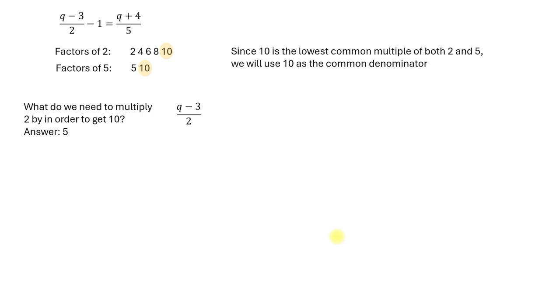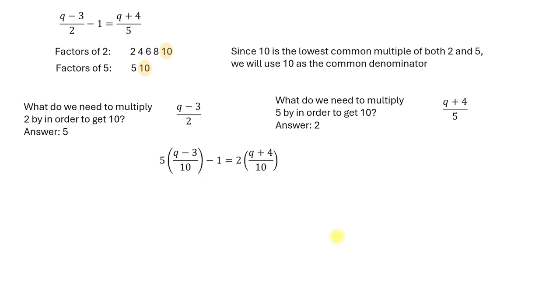So we can ask ourselves, what do we need to multiply 2 by in order to get 10? The answer to that is 5. What do we need to multiply 5 by in order to get 10? The answer to that is 2. Therefore, we'll multiply the left-hand side, 5(q - 3) over 10. We can't forget the negative 1, it's still there. And on the right-hand side, we'll multiply 2 times (q + 4) over 10. We now have a common denominator of 10.